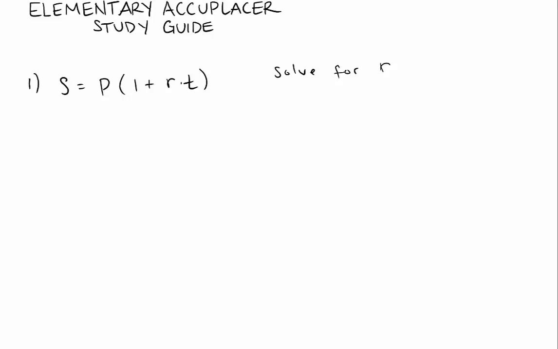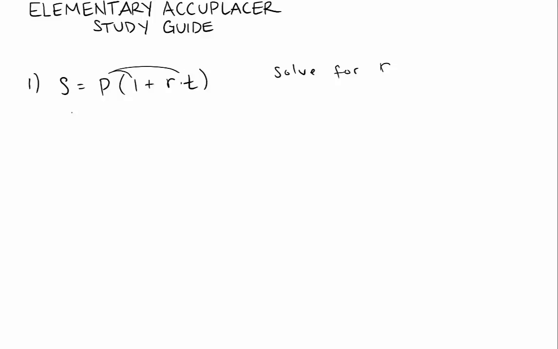So the first thing that I'm going to do is I need to solve for r, right? But what I'm going to do is simplify it, right? And a lot of times with multivariable problems, you can't really simplify too much. But in this sense, we can, because we can distribute this p into the parentheses there.